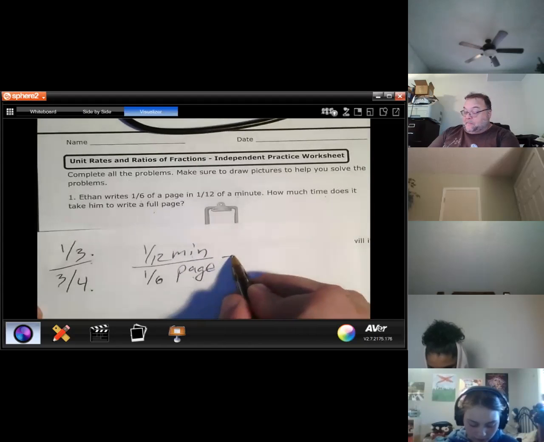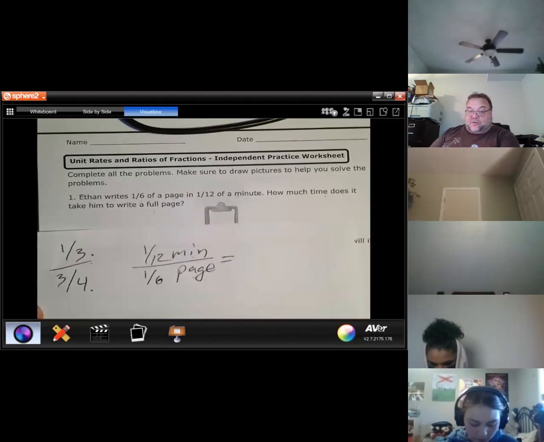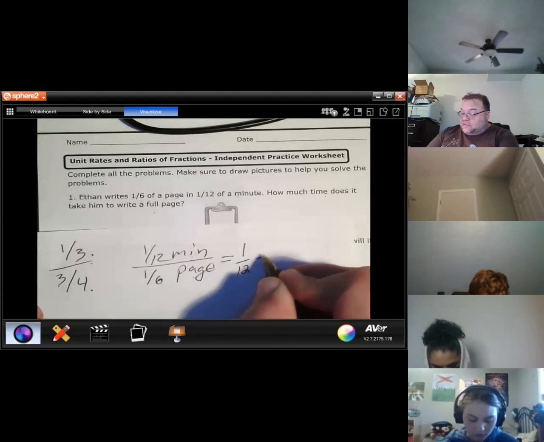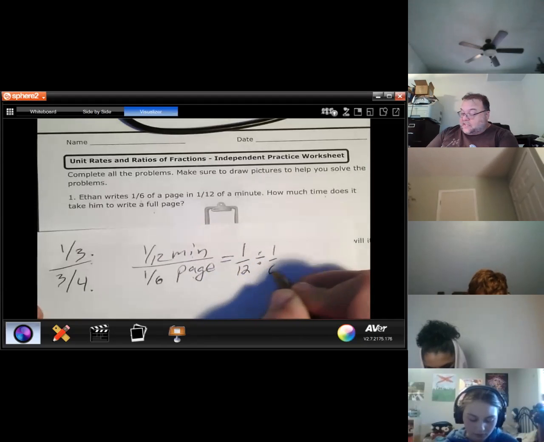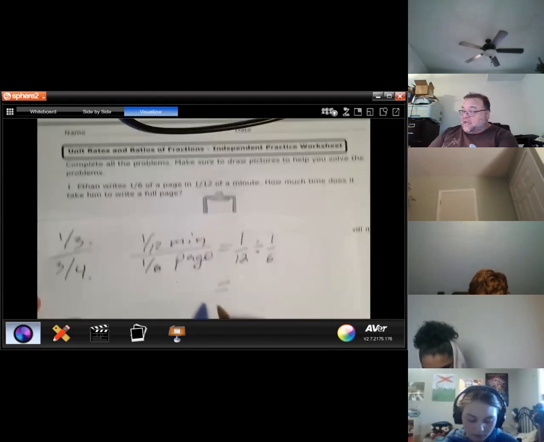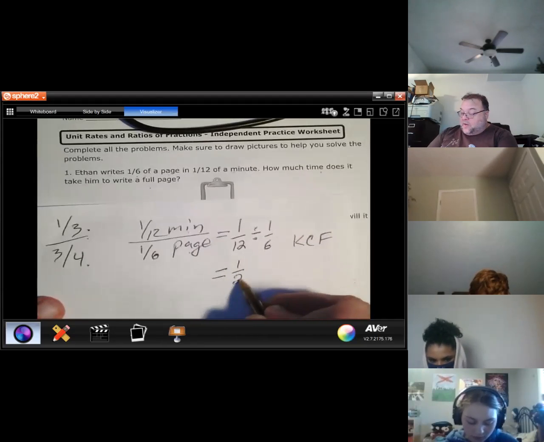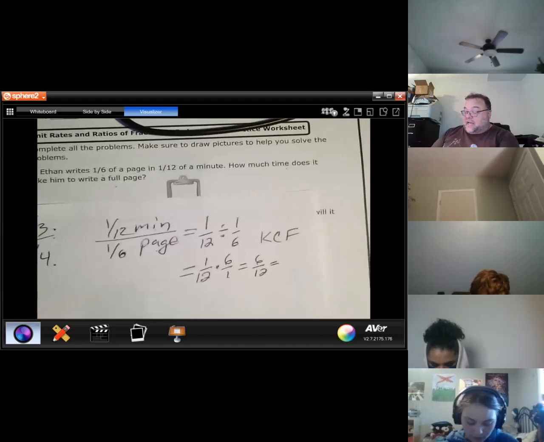Now, I can either do this by doing a division problem, or I can do it by making a proportion. Either way is fine, and they both basically are using the same math. But let's go ahead and do it like this: 1/12 divided by 1/6. So when I do that, I do my keep, change, flip, and I get 1/12 times 6/1, which is going to give me 6/12. And when I reduce that, I'm going to get 1/2.